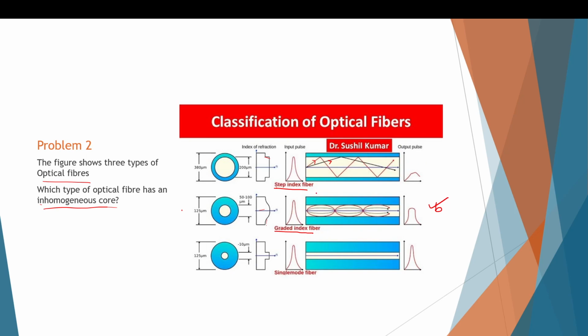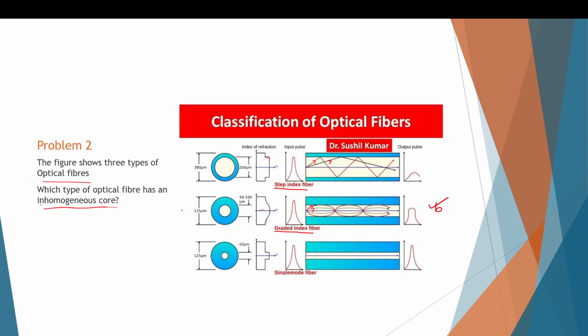However, in a graded index fiber, even if my light is going at different angles, finally the path it follows, the speed difference between different angles is relatively lower. So because of that, the broadening is minimized.